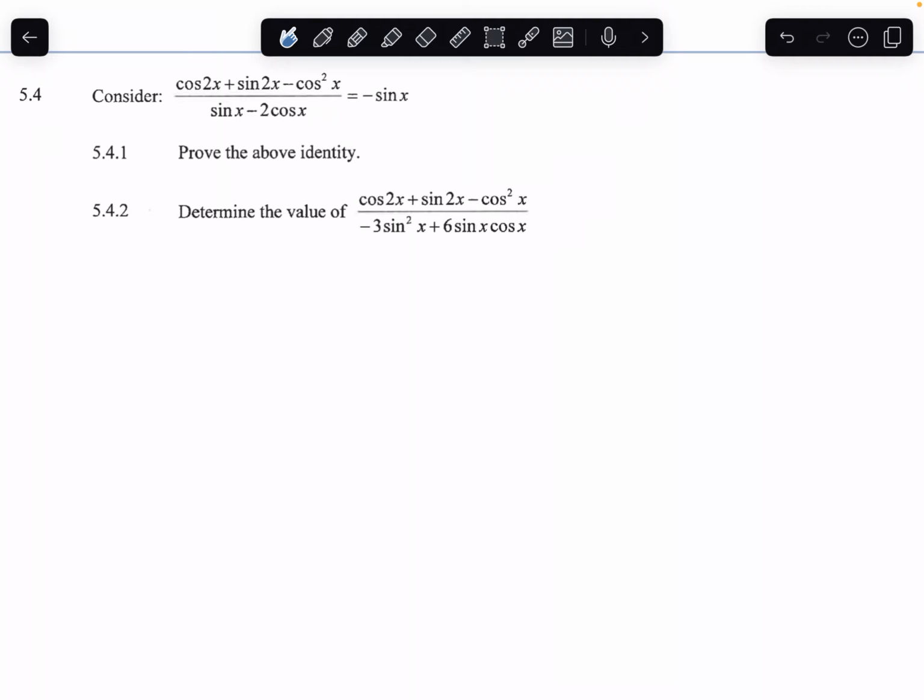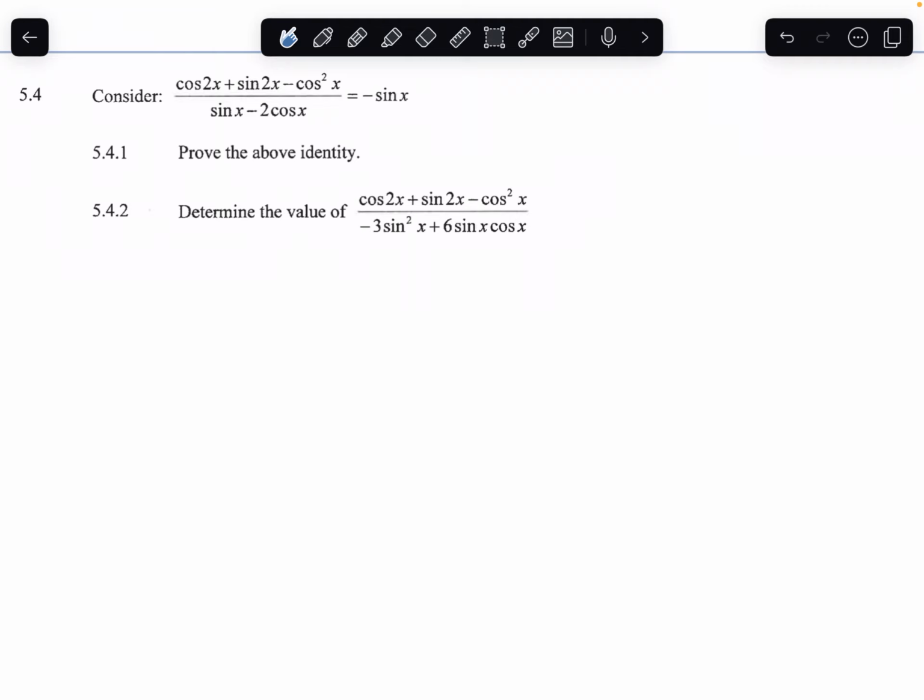So today we're looking at the department's May 2023 paper 2, question 5.4, which is giving trig identity flavors. Let's get into it. Consider (cos 2x + sin 2x − cos² x) divided by (sin x − 2 cos x), whoa, a lot going on, is equal to something so cute and simple, negative sin x. And we are asked to prove the above identity.